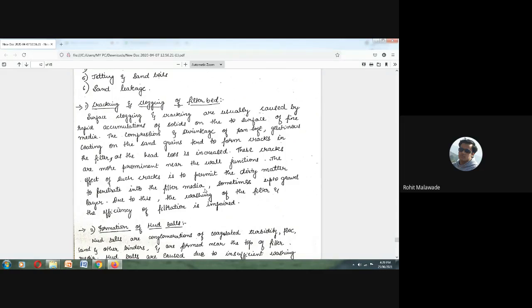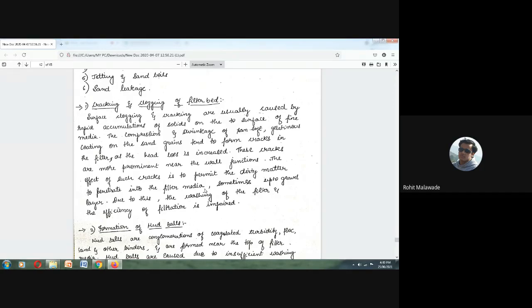They are going to get arrested in those pores, and what will happen? There will be clogging of the filter bed, and due to the clogging of the filter bed, the rate of filtration is going to be reduced. If the pore space gets clogged, what is going to happen? The rate of filtration is going to be reduced. It may also happen that there is no filtration at all due to the complete clogging of the filter media, right?